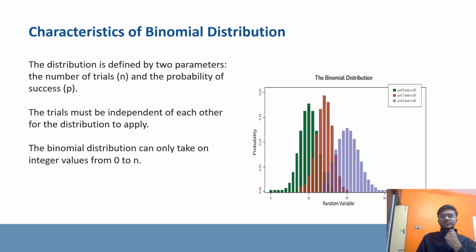The binomial distribution can take on integer values from 0 to n. So the binomial random variable may vary from 0 to n, any number between 0 and n, but not negative numbers, only non-negative values.